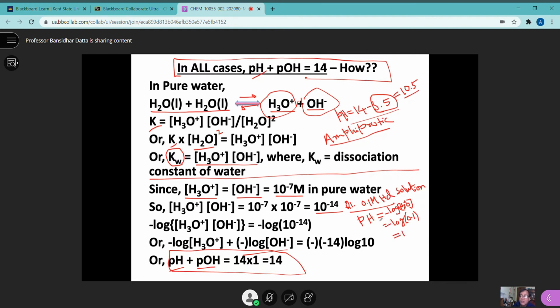So if I ask you the question this way, what is the pOH of 0.1 molar HCl solution? What's the pOH? Equal to 14 minus pH, right? 14 minus 1. What's the pOH? 13. Exactly. Very good. Let's say question number 2. Right here. Question number 2.